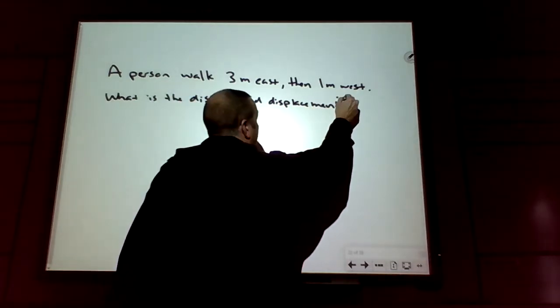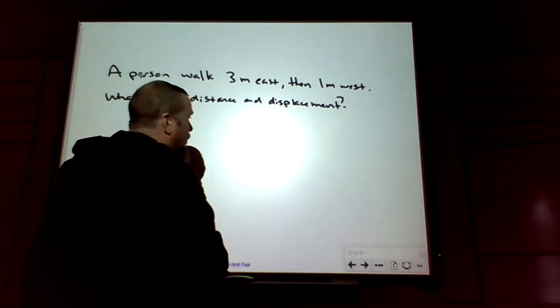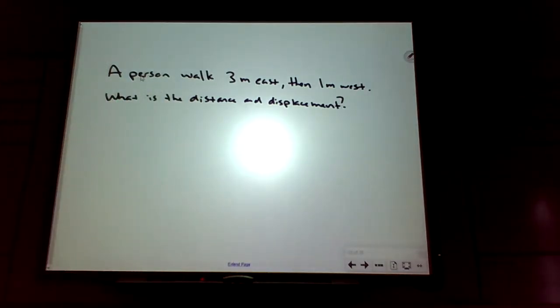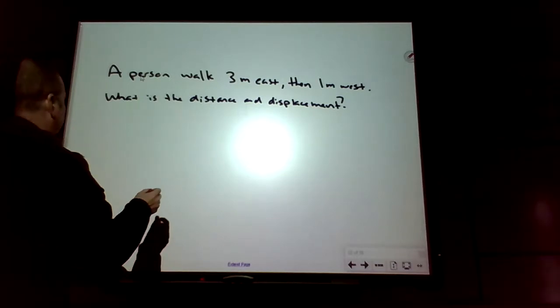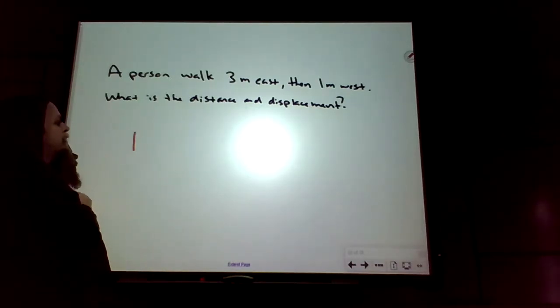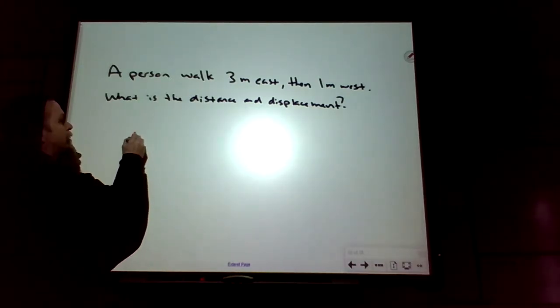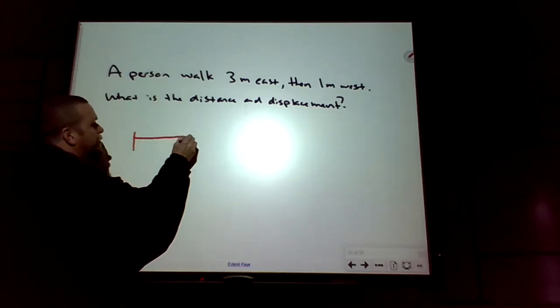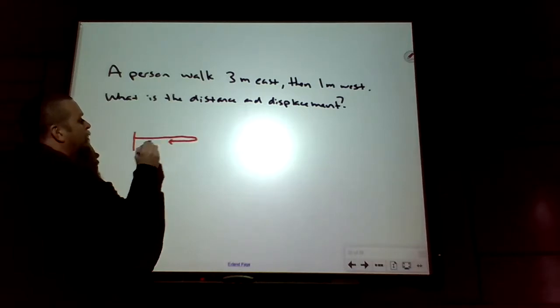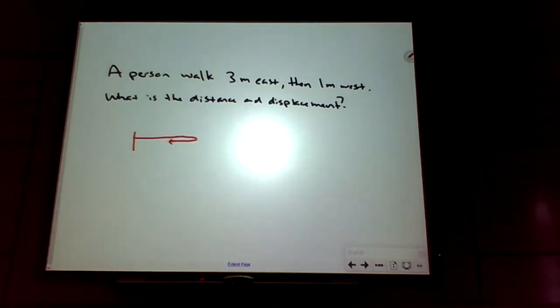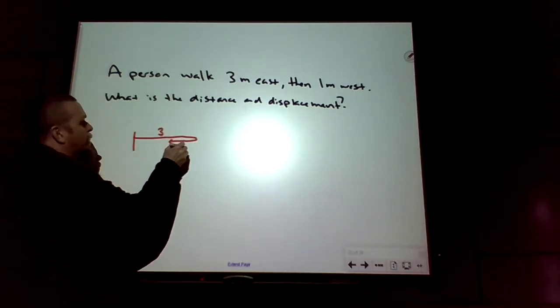This is about as straightforward and simple as a problem like this gets. We can visualize it in our head. We can draw a picture of what's going on, doing something to help us figure this all out. So the person starts here, goes 3 meters to the east, that is right, and then comes back 1 meter to the west. 3 meters in this direction, and then 1 meter in that direction.